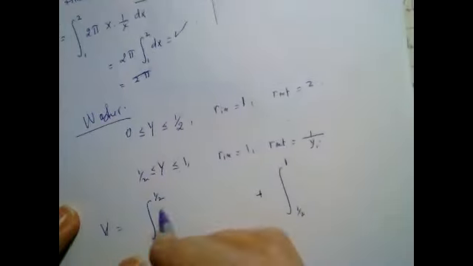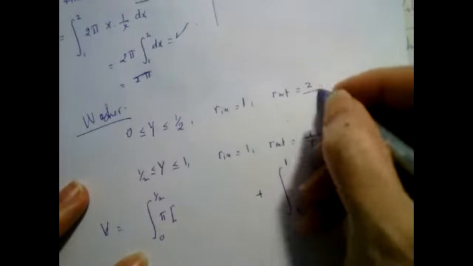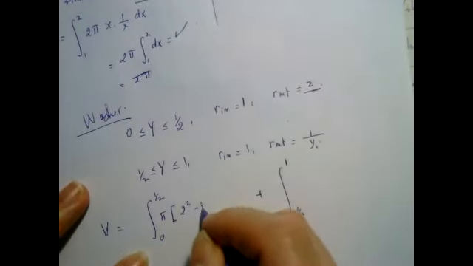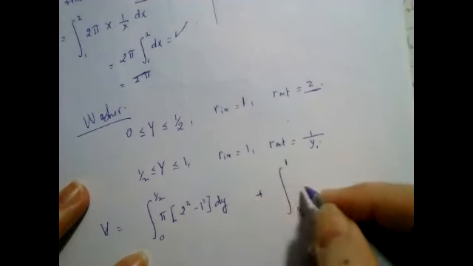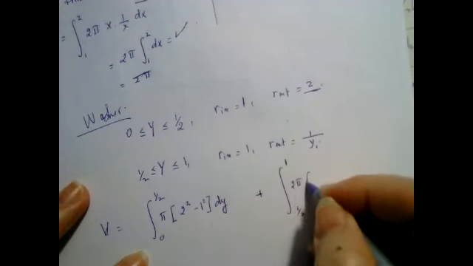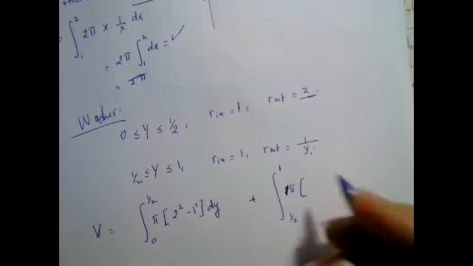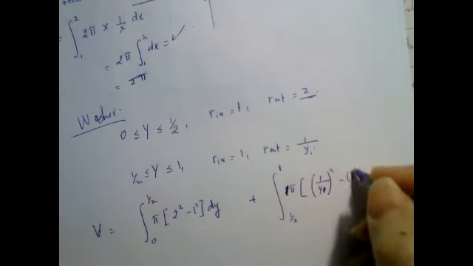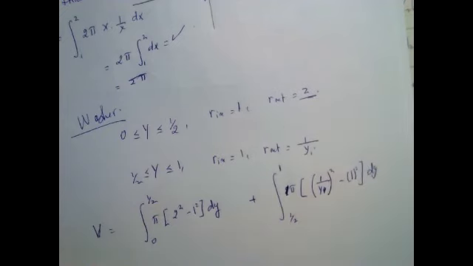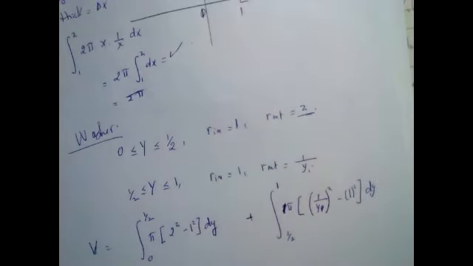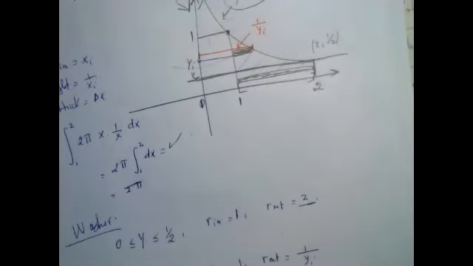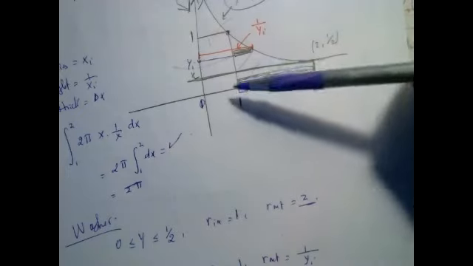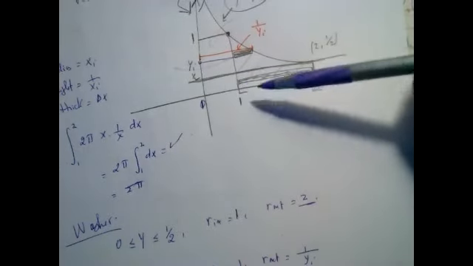From 1/2 to 1, pi times the outer radius minus the inner radius. Sorry, pi times the outer radius minus the inner radius. Okay, so that's really the issue. If we use the washer in this problem, not only do we have to solve, but there is also a deeper issue, which is the idea of splitting into regions.